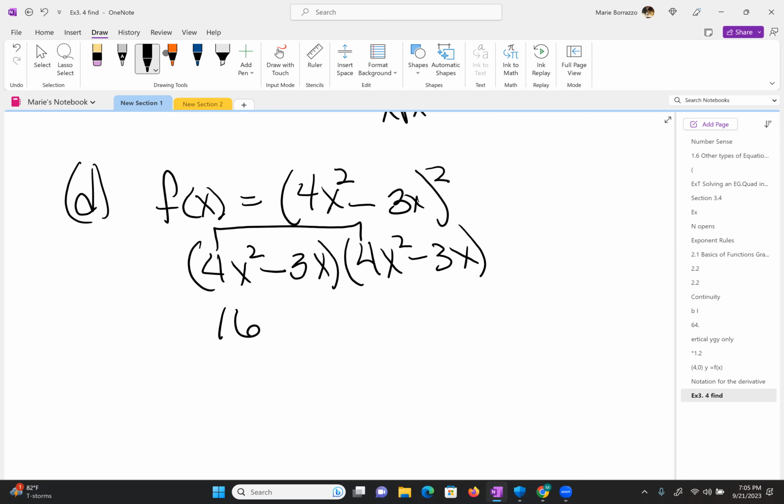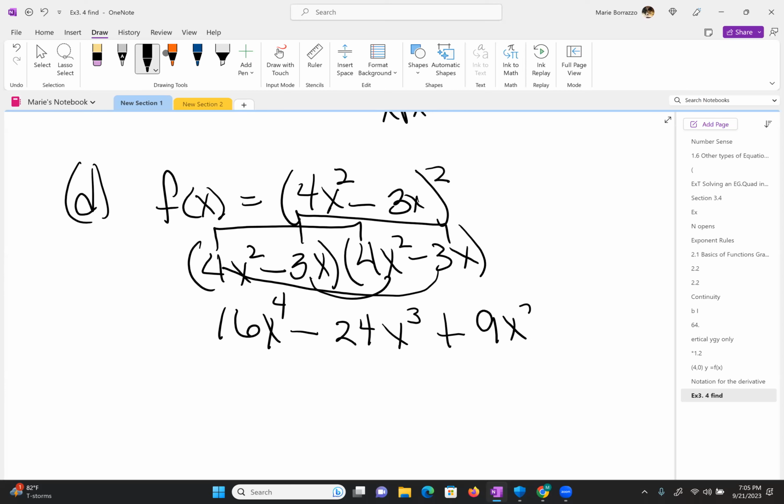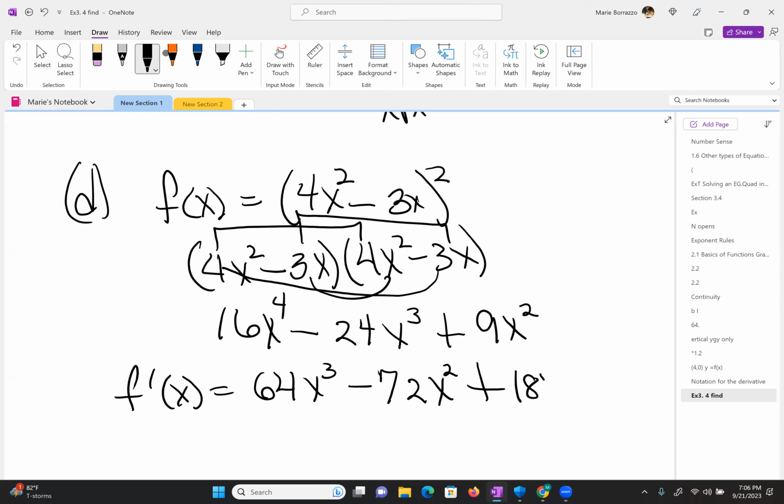Well, that's 16x to the fourth. Inner outer products, if I do the products, I get negative 24x to the third, correct? And then last terms, these two, the negative 3x and negative 3x, this is positive 9x squared. Okay, if I want to find the first derivative of this, now we just differentiate. So that's going to give me 64x cubed minus 72x squared plus 18x.